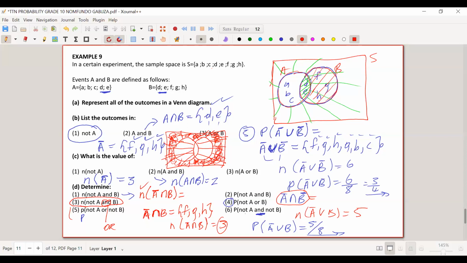So they don't intersect. So we normally write an empty set if they don't intersect, or we normally write something like this. Something like this means an empty space. So the probability of this part is going to be 0 over 8. So they will never intersect, which means the probability of them intersecting is going to be 0.